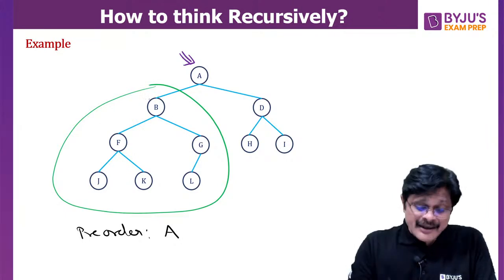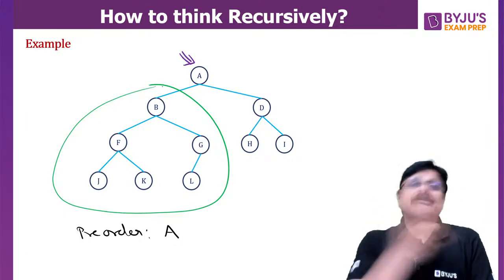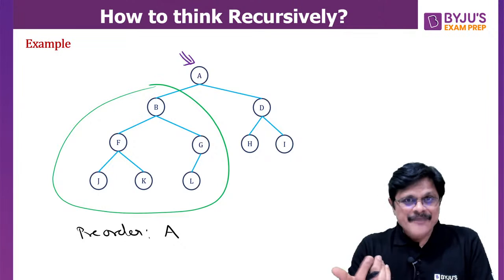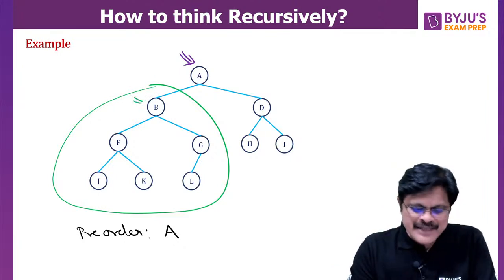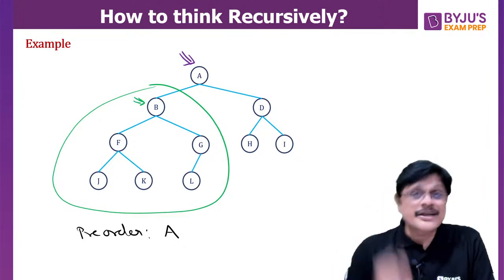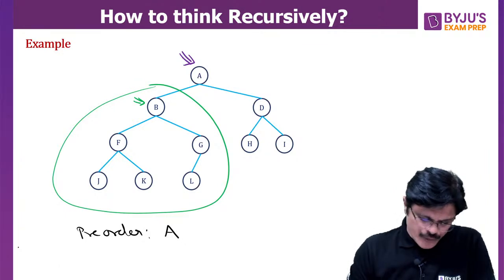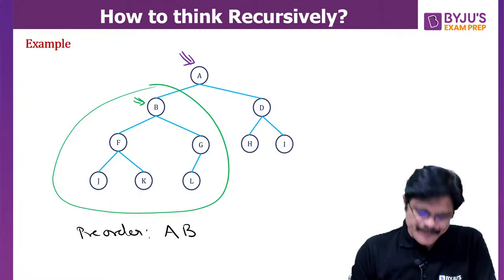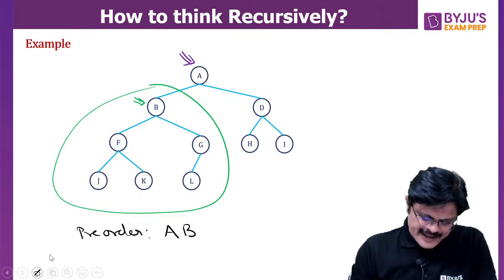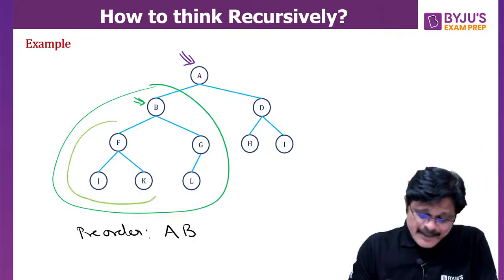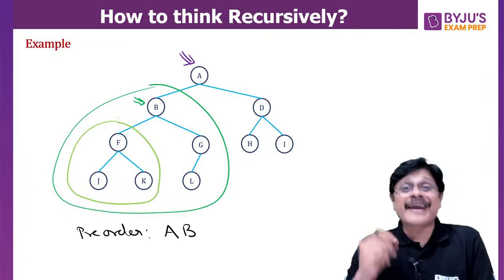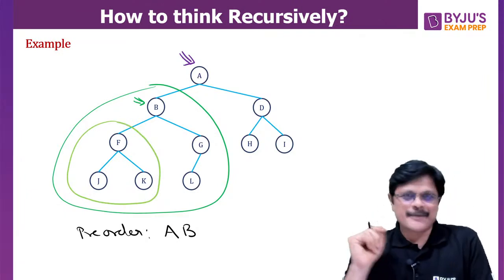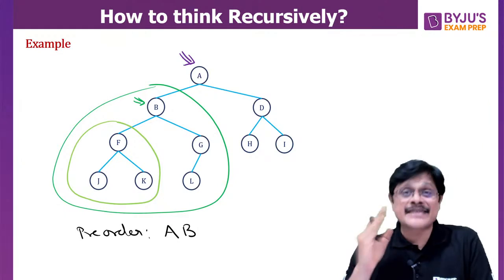Again, for the left subtree, there is a root, a left subtree and a right subtree. So here also, first what is visited? The root node is visited, that is B is visited. Then the left subtree is visited recursively in pre-order manner.